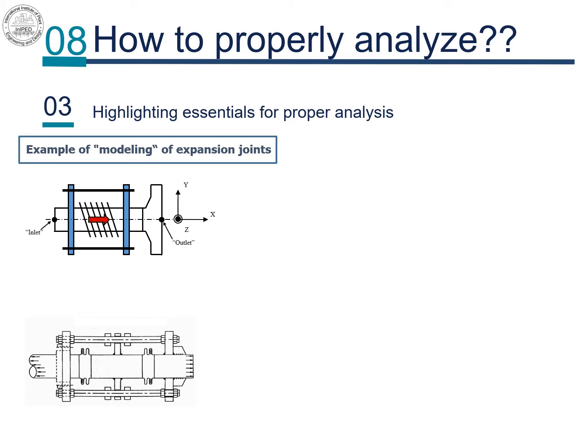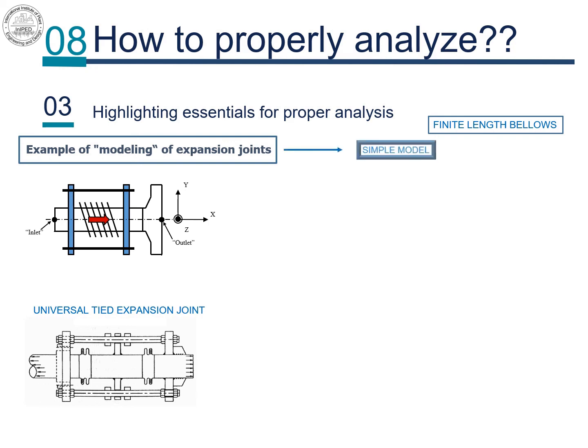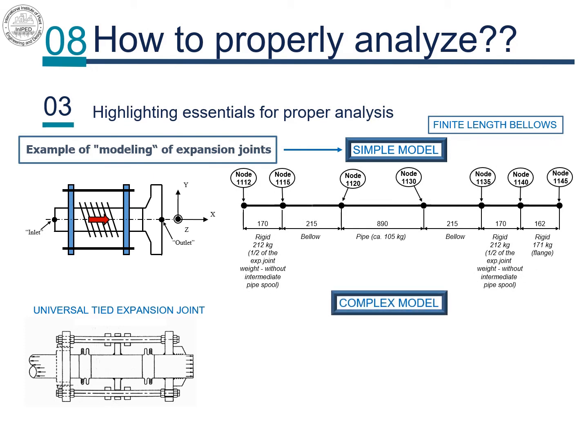In modeling expansion joints, bellows elements can be with zero or non-zero length, and we are going to focus just on the non-zero option, on a chosen example of a universal tied expansion joint, as will be shown here. It is important to note also that the modeling can be done in a simple form, or in a complex form. In a simple form, from node 1115 to node 1120, defined as a bellows element, with its flexibility characteristics and an effective diameter, required for the calculation of pressure thrust force.